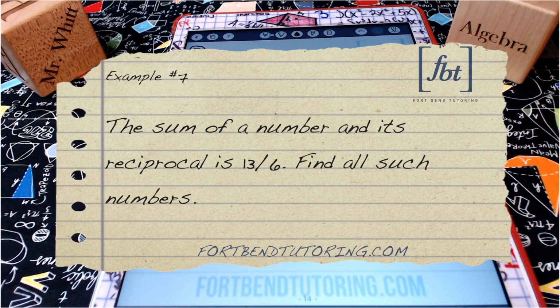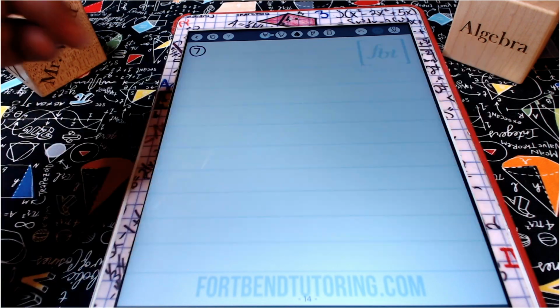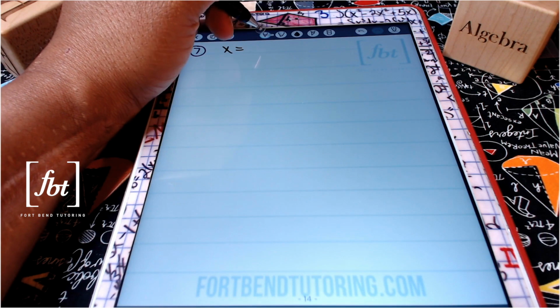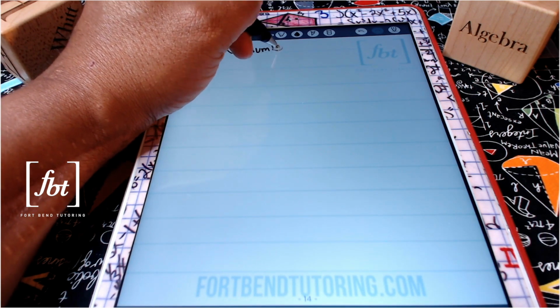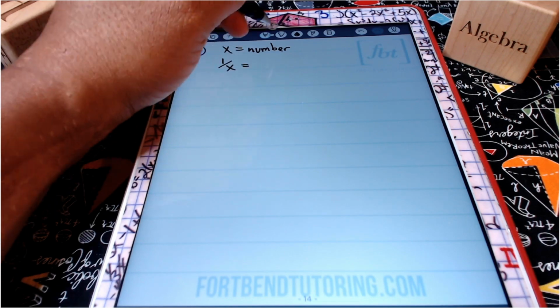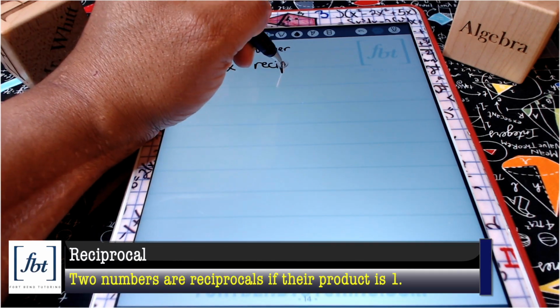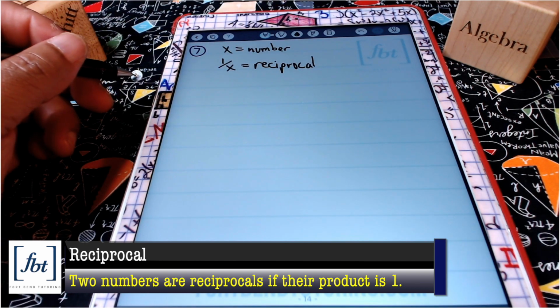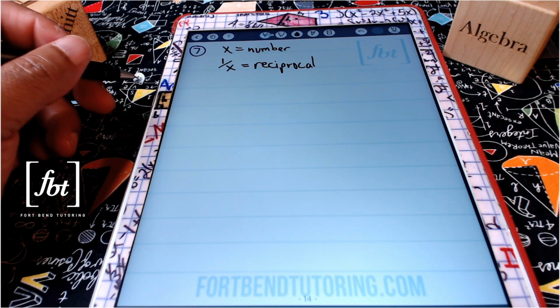In problem number 7, the sum of a number and its reciprocal is 13/6. Find all such numbers. So this number that they're referring to, I don't know what that is. Let's call it a variable. X will equal the number, while 1 over x is going to equal the reciprocal of the number. Remember, the reciprocal simply means to flip the number, and since x is equivalent to x over 1, when you flip it, you'll end up with 1 over x. Therefore, we have x as the number, and the reciprocal of x is 1 over x.